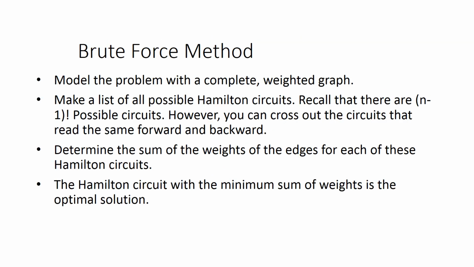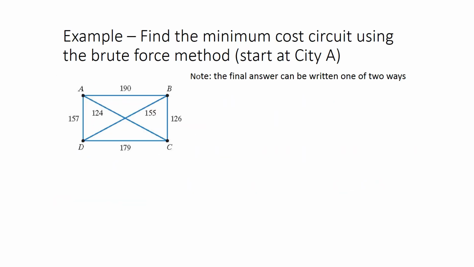So for the brute force method, you model the application problem with a weighted graph. You make a list of all the possible Hamilton circuits. Recall that there are n-1 factorial possible circuits. However, you can cross out the circuits that read the same forward and backward, because if you add up the weights around forward and backward, the total weights will be the same. Determine the sum of the weights of the edges for each of these Hamilton circuits. Again, we're going to find the total cost of each circuit. And then the Hamilton circuit with a minimum sum, the cheapest cost, is the optimal solution. That is the brute force method.